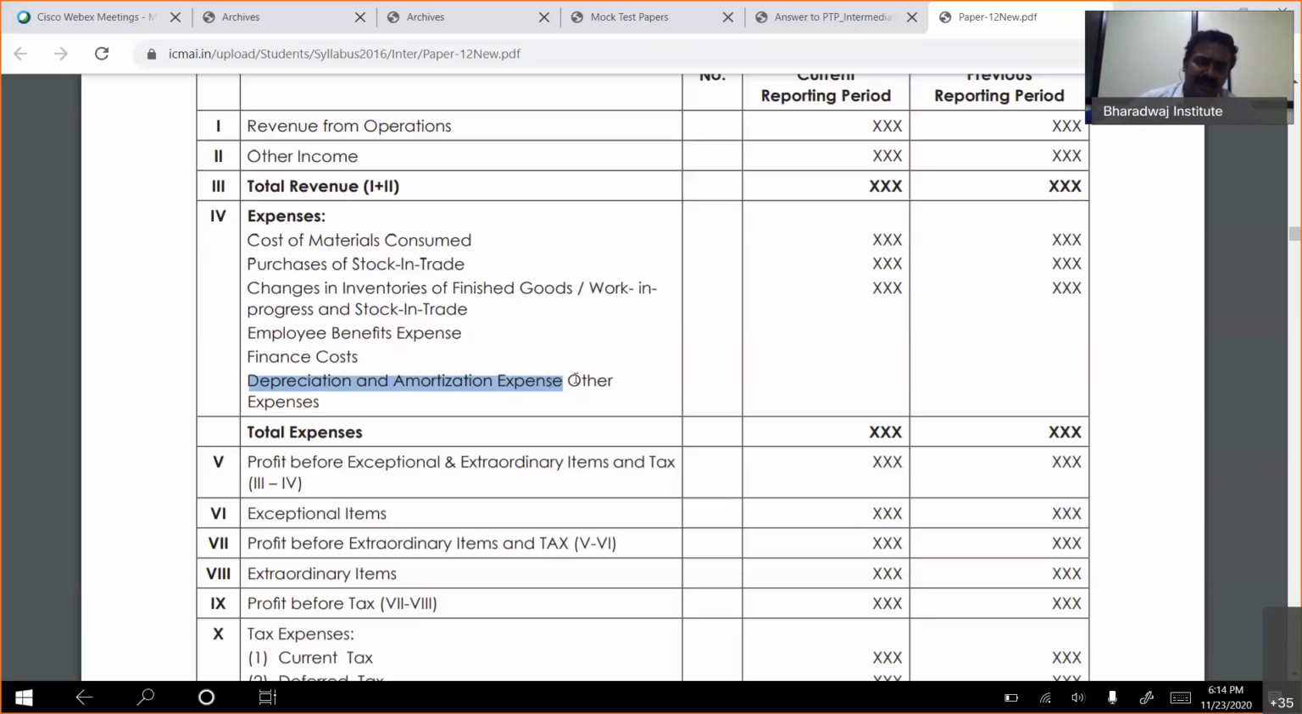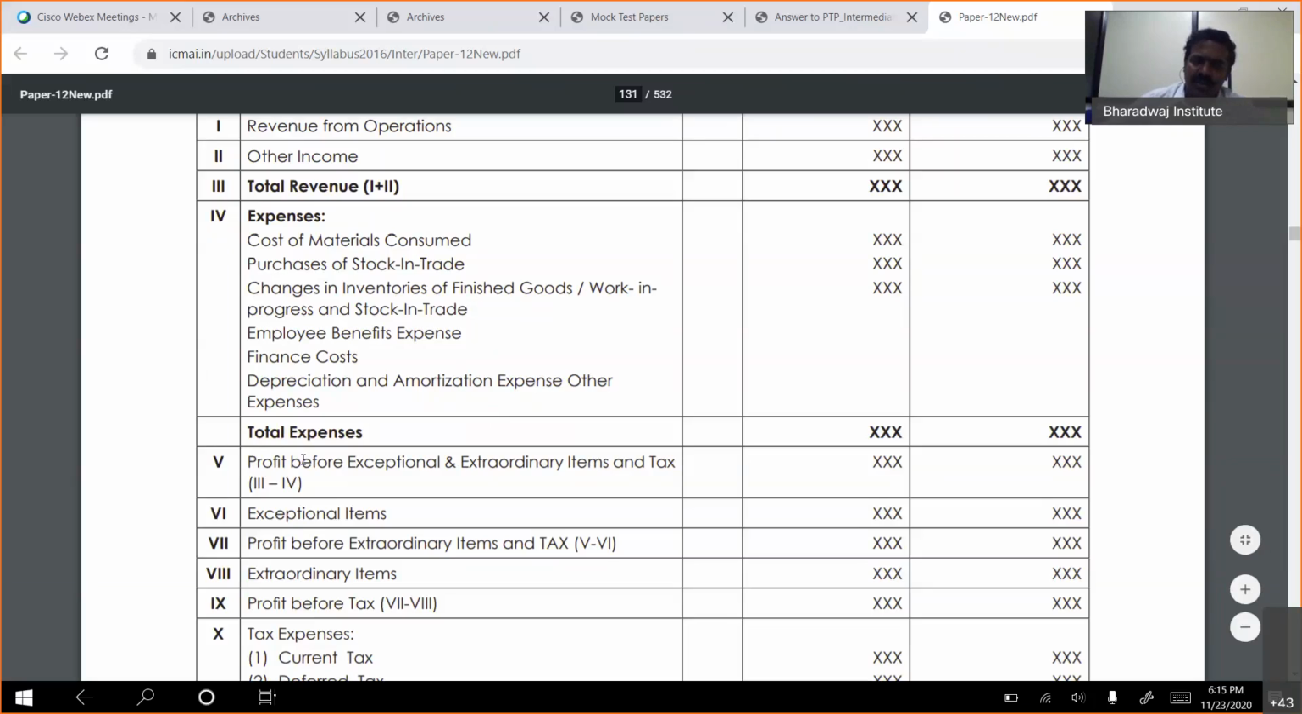Then any other expenses. Simple: anything that is not coming in the main four or five categories will come in other expenses. For example, rent paid, printing and stationery, advertisement, loss on sale of assets, discount allowed, commission paid to persons other than employees, clear? So anything that is not coming in the main heads will come under other expenses. Total income minus total expenses, you will get profit before tax.